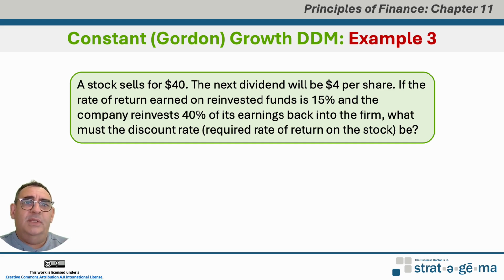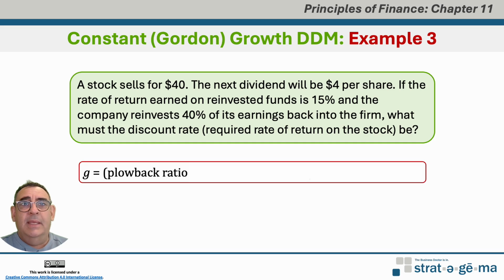Well, it turns out that the growth rate can actually be calculated based on something called the plowback ratio. The plowback ratio is simply what portion of its earnings a company will keep versus pay out in dividends. So if a company has a policy of paying out 20% of its earnings in dividends, it retains 80%. So that's a plowback ratio of 80%.